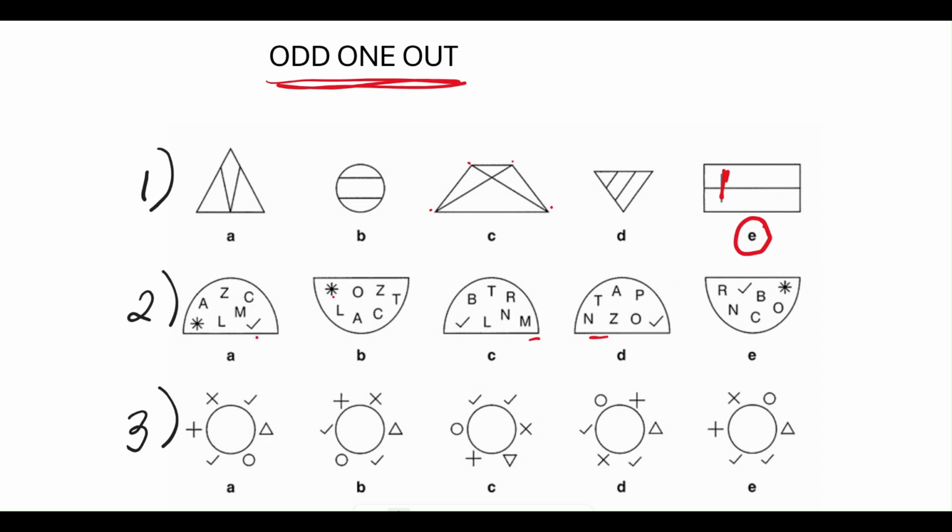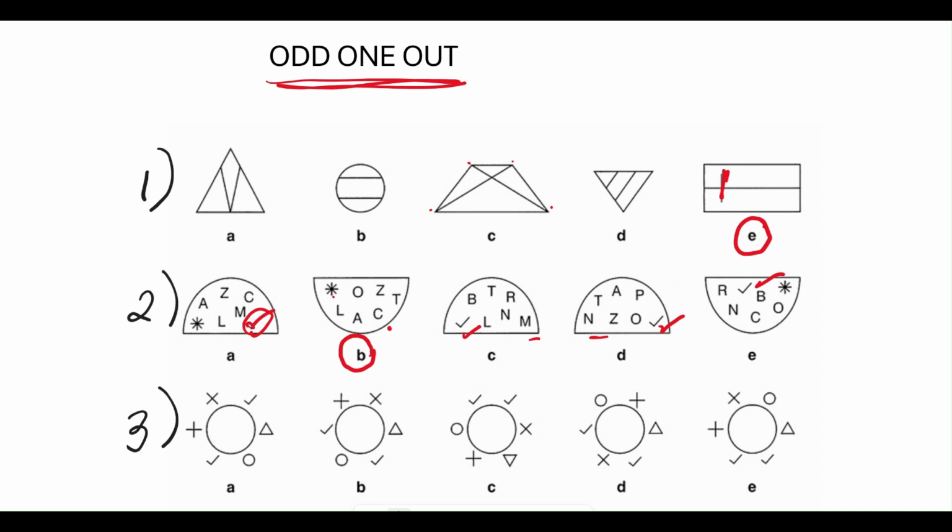So let's look at the tick mark here. In this one it is missing. I have it here, I have it here, I have it here. So only B is the odd one out, which doesn't have the tick mark. It's missing the tick mark.